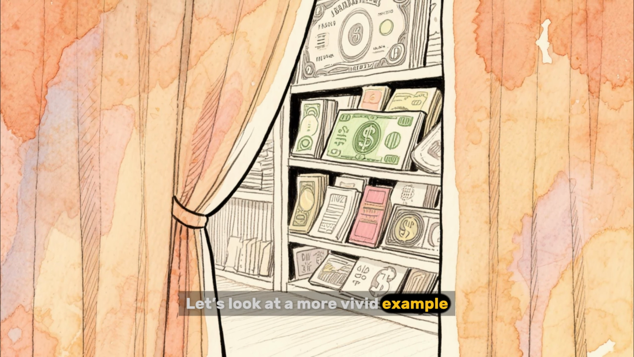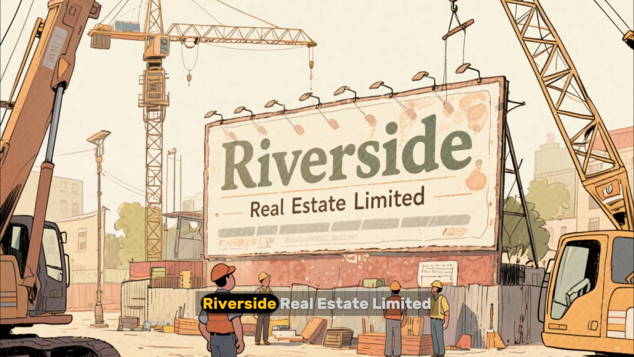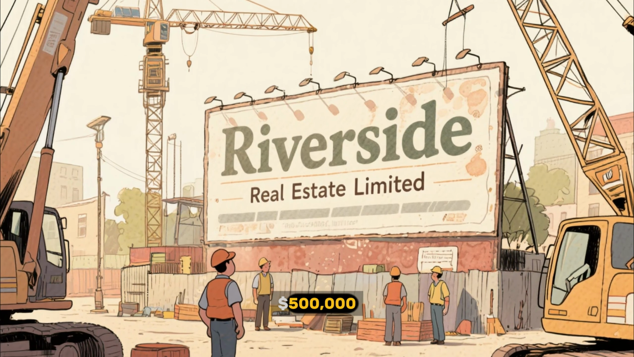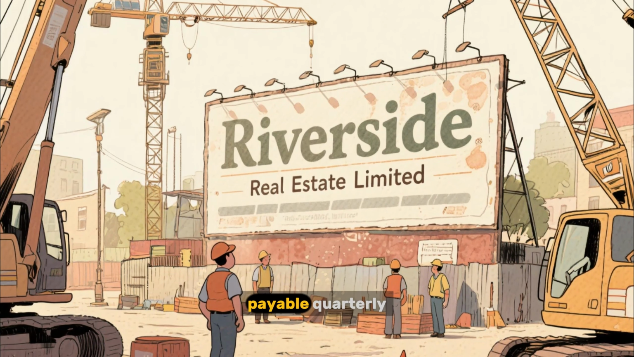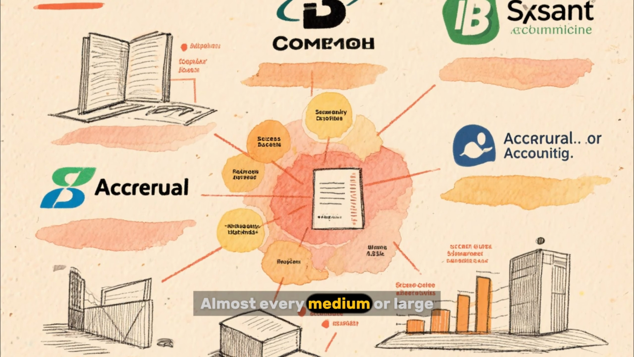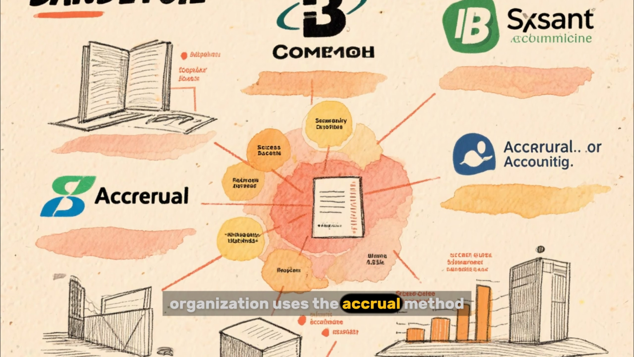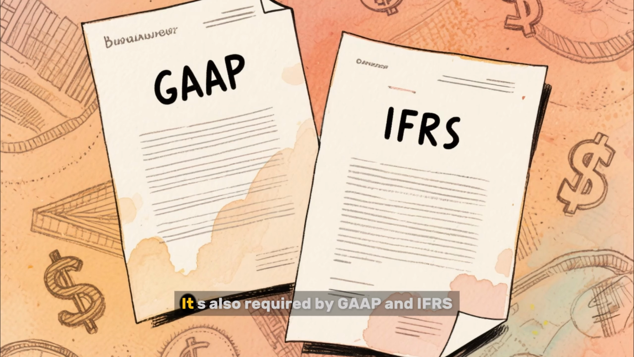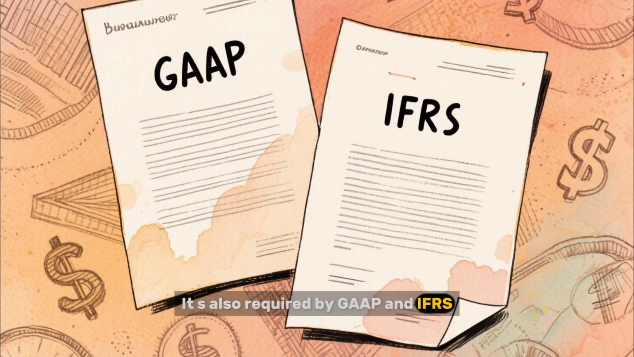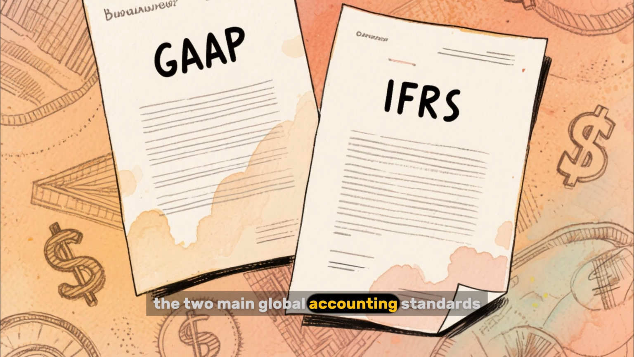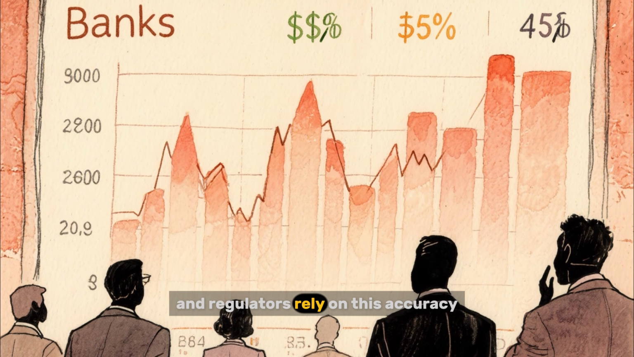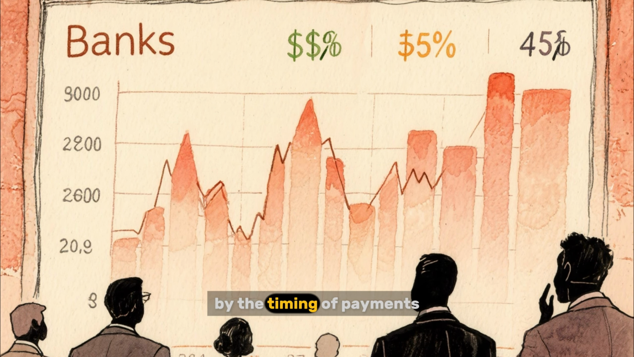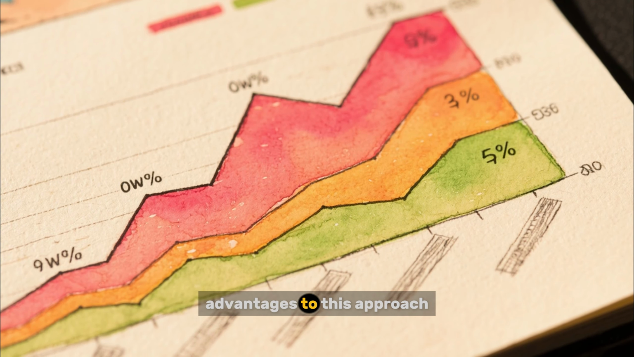Let's look at a more vivid example. A small property developer, Riverside Real Estate Limited, takes a 2-year construction loan of $500,000 at 8% interest, payable quarterly. Almost every medium or large organization uses the accrual method because it provides a consistent, truthful view of performance. It's also required by GAAP and IFRS, the 2 main global accounting standards. Banks, investors, and regulators rely on this accuracy because it prevents financial results from being distorted by the timing of payments.